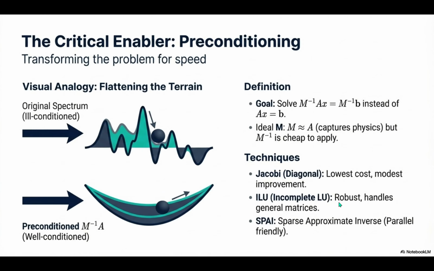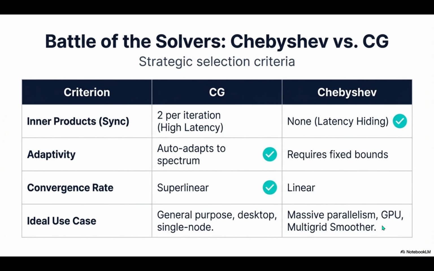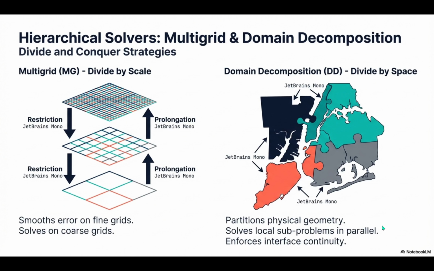Okay, before we wrap, we have to touch on what the outline calls the boss level, multigrid and domain decomposition. These are the heavy hitters, yeah. If you're simulating global weather or modeling nuclear fusion, you are using these methods. Let's start with multigrid. The key insight seems to be about different frequencies of error.